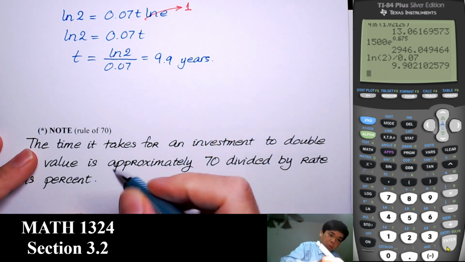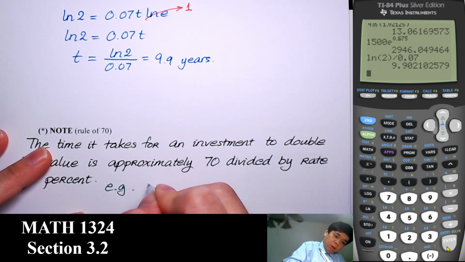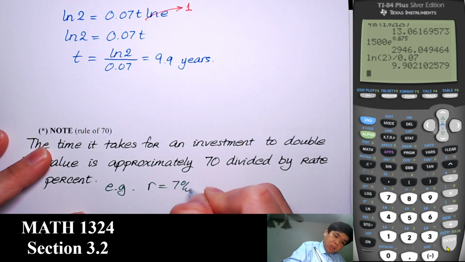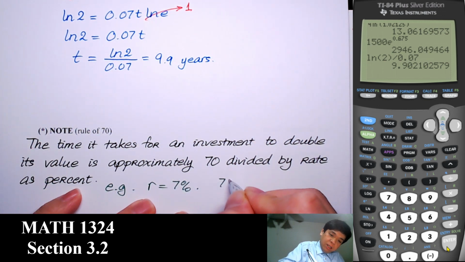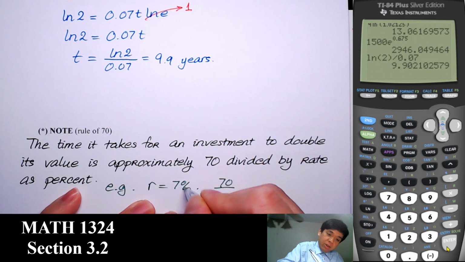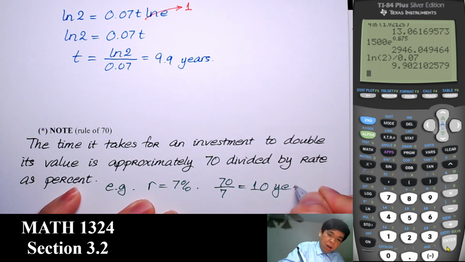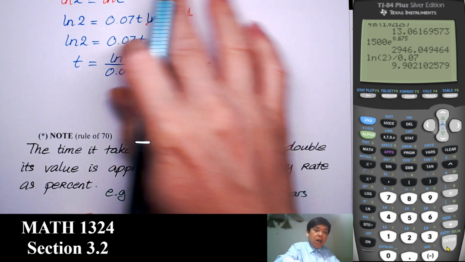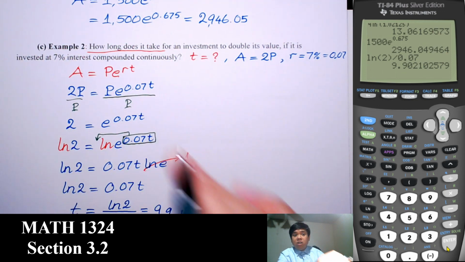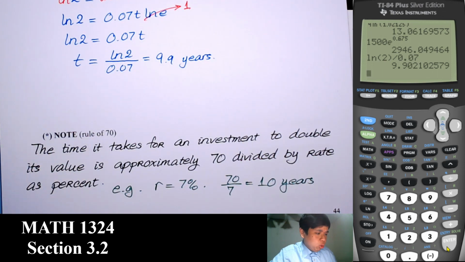So consider the previous example where the rate is 7%. Again, we're going to take 70 divided by the 7, not the percent, just the 7. That's about 10 years. So the time it takes to double an investment under this condition is about 10 years. So where did we get that rule from?